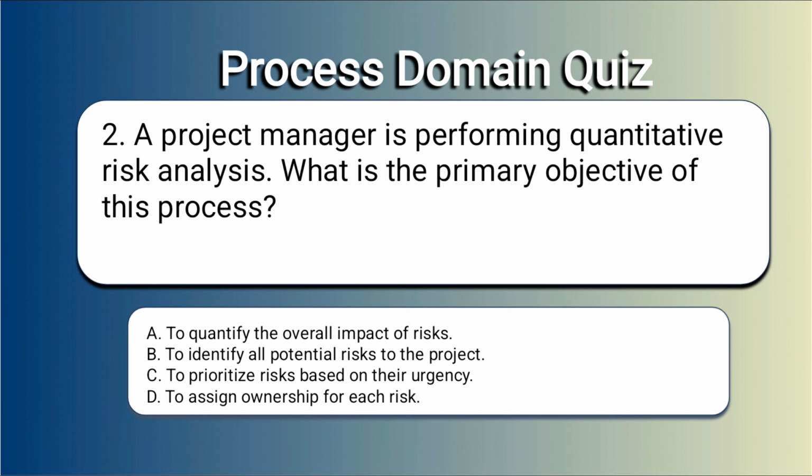Two. A project manager is performing quantitative risk analysis. What is the primary objective of this process? A. To quantify the overall impact of risks. B. To identify all potential risks to the project. C. To prioritize risks based on their urgency. D. To assign ownership for each risk.